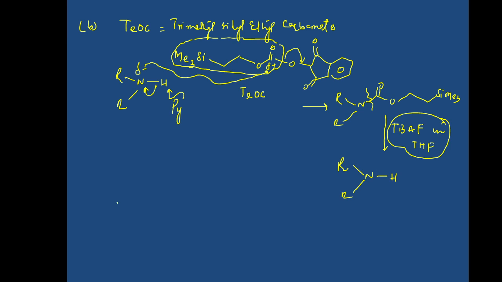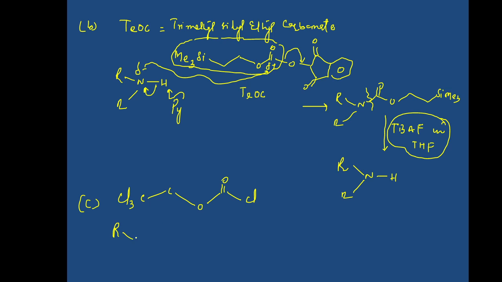So let me take a third one. The third one is our trichloro. This is my trichloro, then ethyl. This is one carbon, this is the other carbon. Then ethyl, and then we have carbamate. This is carbamate and it contains a leaving group.